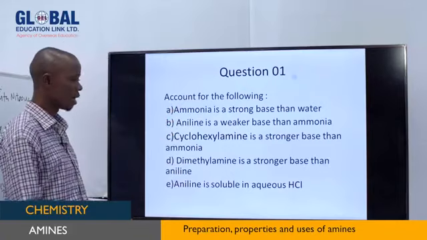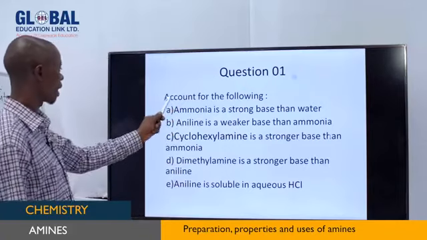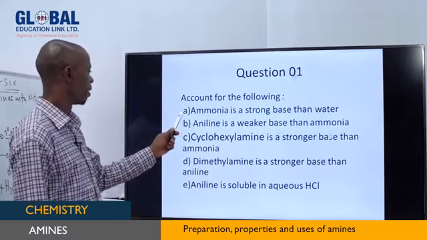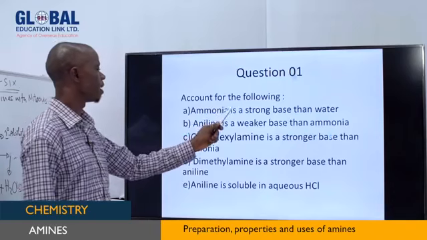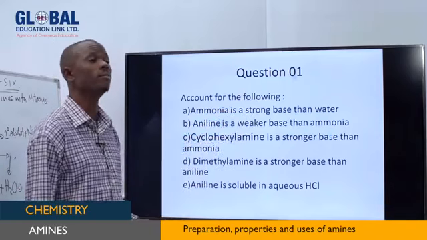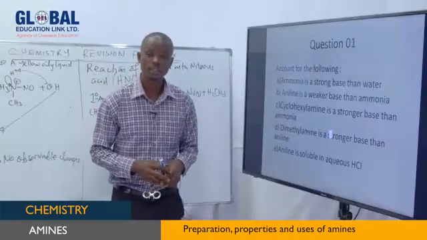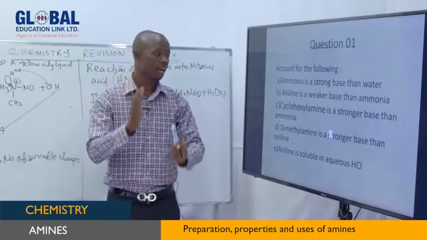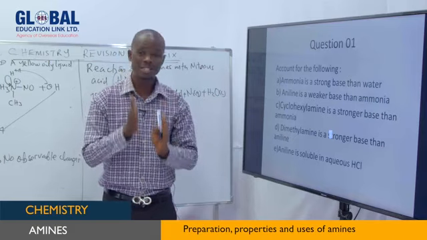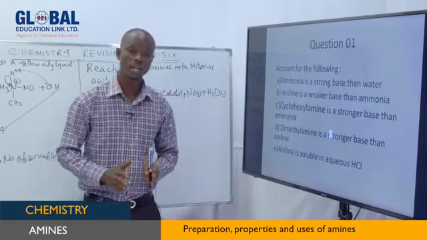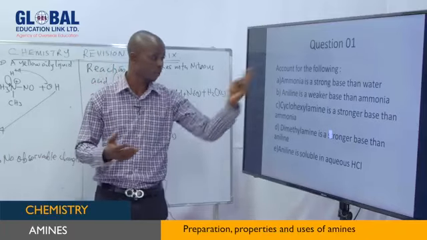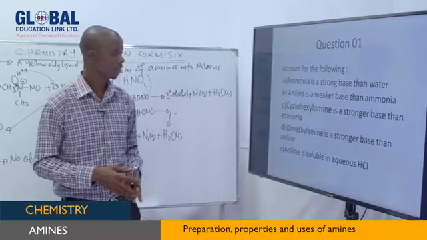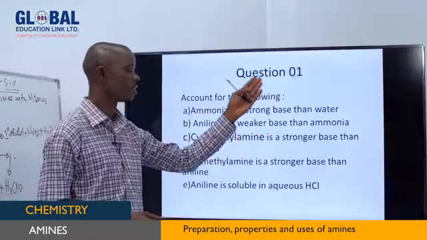Now, let's look at this example. Account for the following. Number one, this is A. Ammonia is a stronger base than water. How can you account for that one? We have seen how the basic strength of different compounds can be compared. How can you explain that one? Now, this one is very simple to explain.